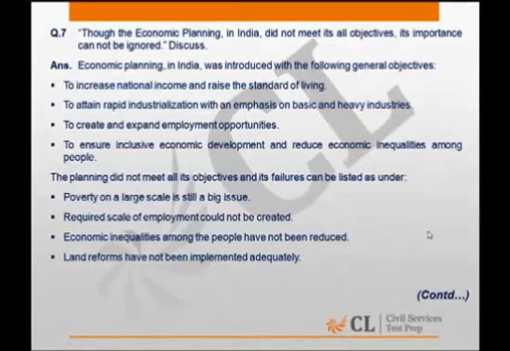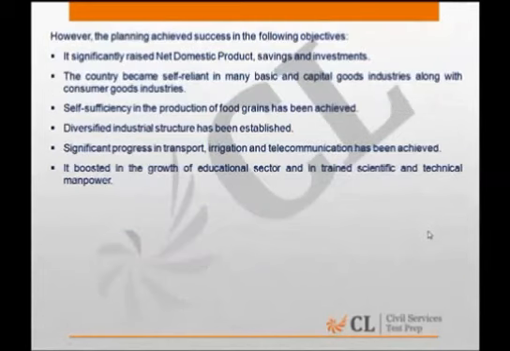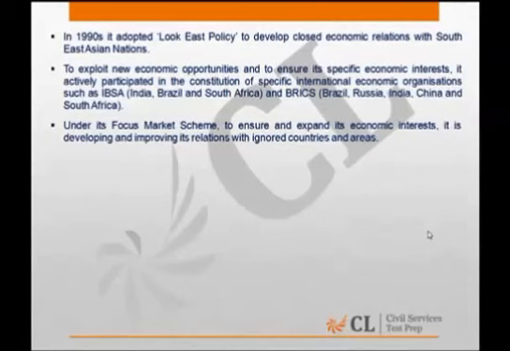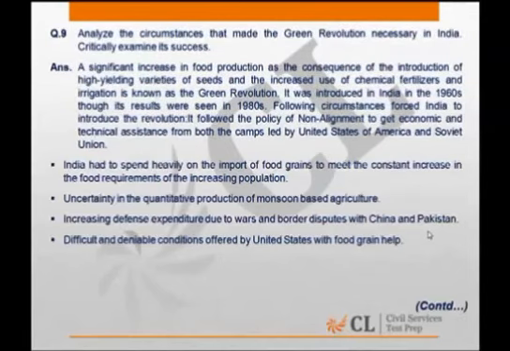So see question number 8 again. Sorry, it's question number 9. And here is the relevancy of the Green Revolution and its successes and failures.